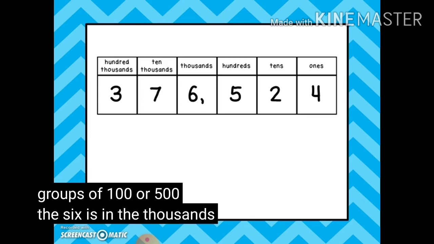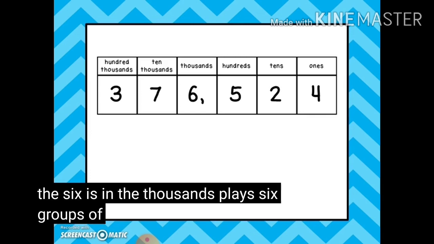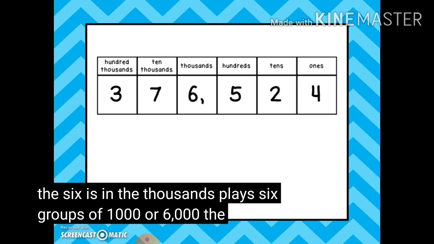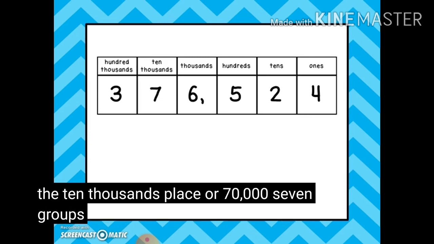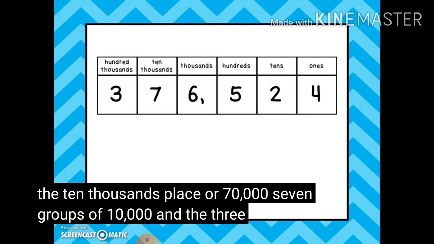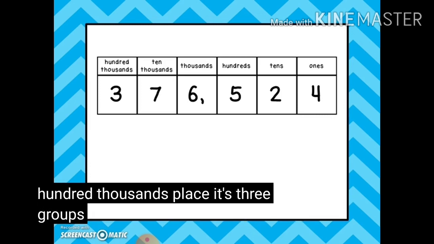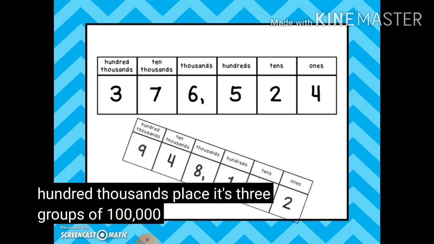The 6 is in the thousands place. 6 groups of 1,000, or 6,000. The 7 is in the 10,000s place, or 70,000, 7 groups of 10,000. And the 3 is in the 100,000s place. It's 3 groups of 100,000.